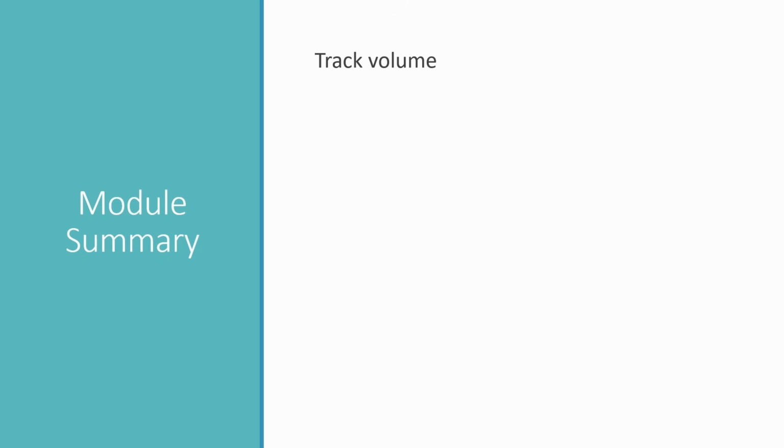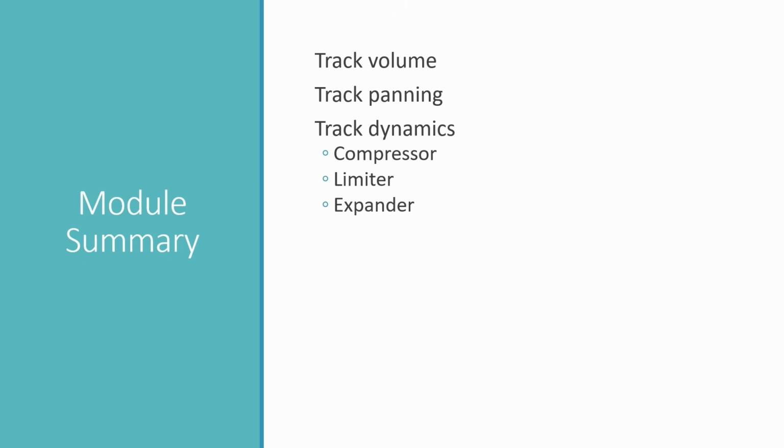In this module, we learned how to set the track volume using the faders. We learned how to set which speakers the signal comes out of with track panning. And we learned about the 4 aspects of the track dynamics control: the compressor, the limiter, the expander, and the gate. We then learned about track equalization and how we get 6 bands we can use to adjust the relative loudness of different frequencies in the track.